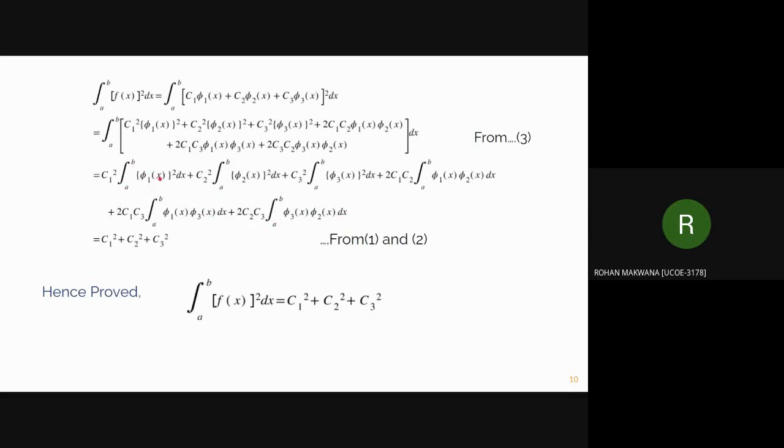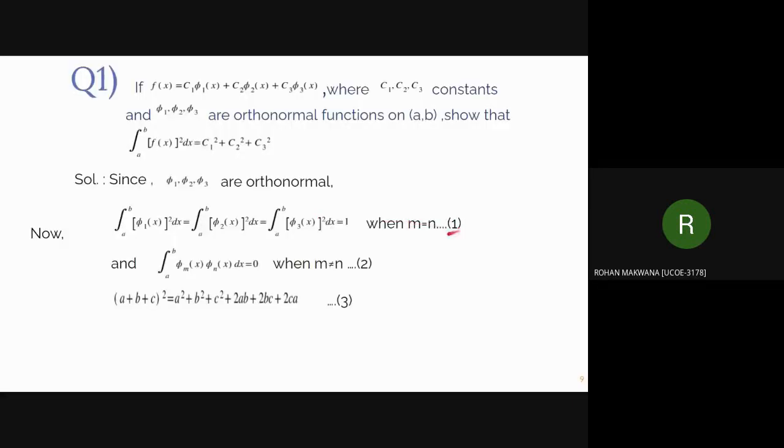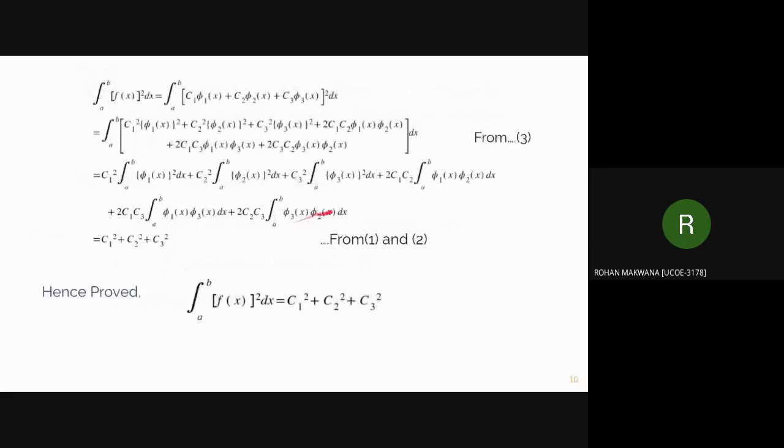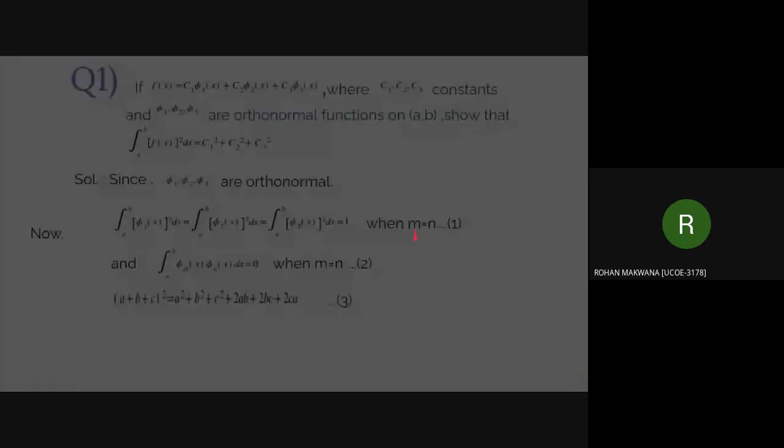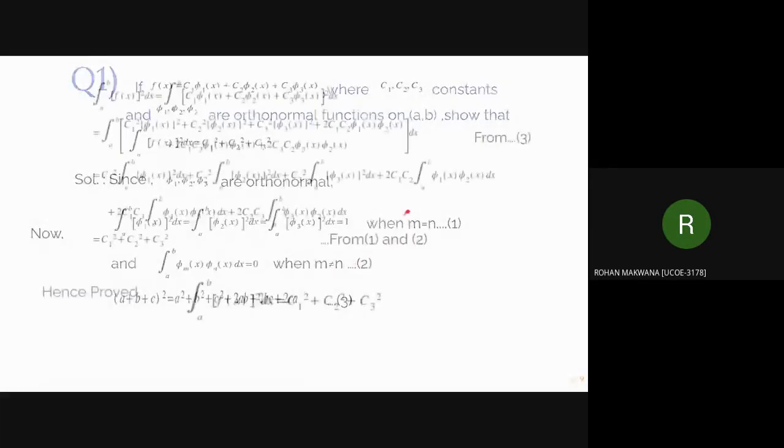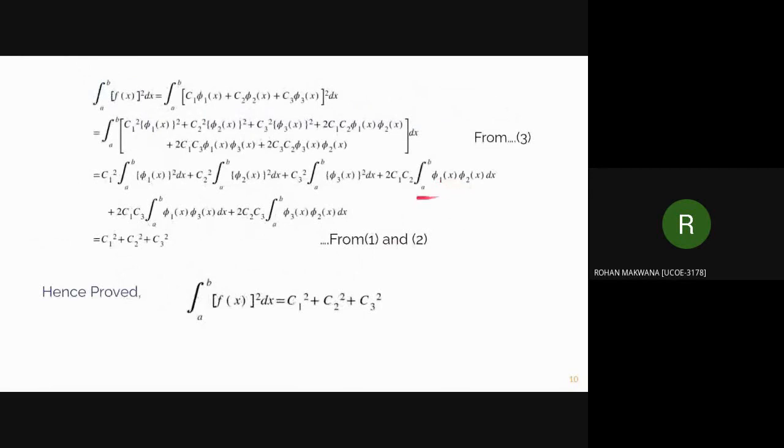Now, from results 1 and 2, we know that the definite integration from a to b of phi1(x) square dx is equal to 1. Similarly, the definite integration from a to b of phi2(x) square dx is equal to 1, and the definite integration from a to b of phi3(x) square is equal to 1, as we can see in result number 1. We can also see that the definite integration from a to b of phi1(x) phi2(x) resembles our result number 2. So the value becomes 0.